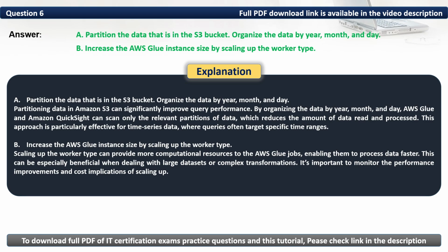And then B, scaling up the worker type can provide more computational resources to the AWS Glue jobs, enabling them to process data faster. This can be especially beneficial when dealing with large datasets or complex transformations. It is important to monitor the performance improvements and cost implications of scaling up.